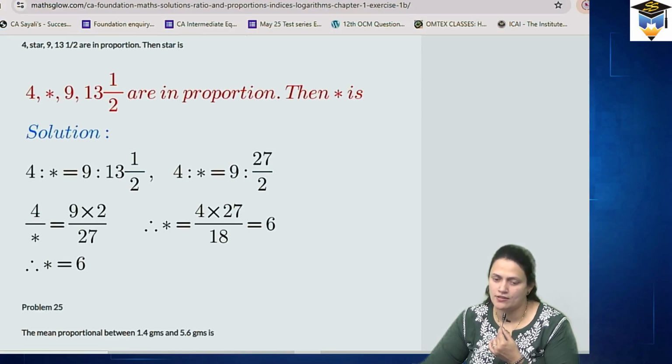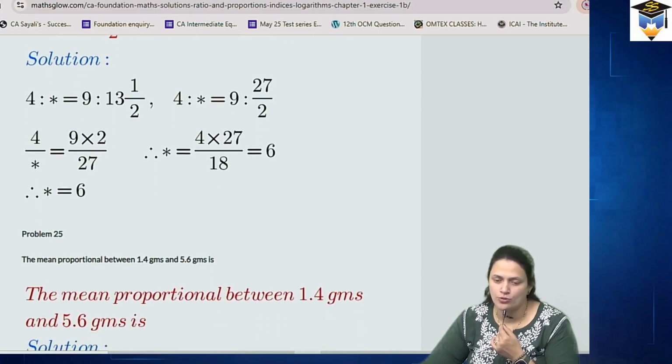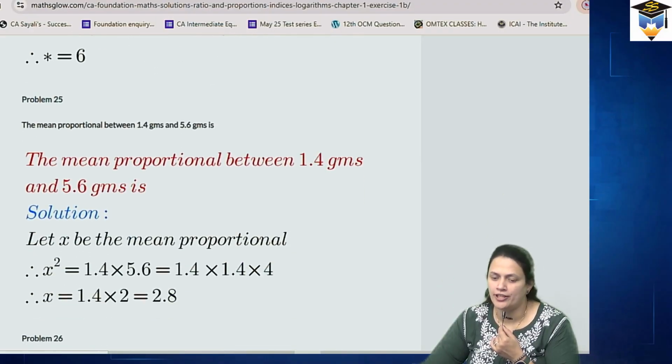Option is option 6, म्हणजे कुठला option? A is the correct option for 24th. Let us go to 25. 25 is option B, 2.8.